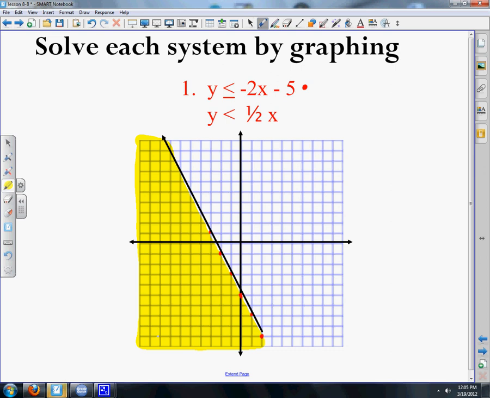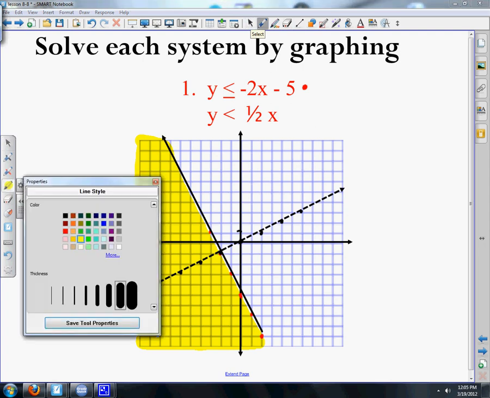The next equation, the y-intercept, there's nothing added to it, so we start at 0, and the slope is 1/2, so that means we rise 1, run 2, rise 1, run 2, rise 1, run 2. Or we go down 1, to the left 2, down 1, to the left 2, down 1, to the left 2. And we will connect this together with a dashed line because we have just the less than, there's not an equal to. And because it's less than, we are going to shade below the line.